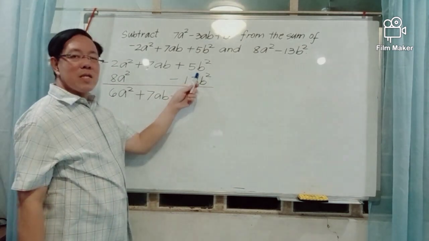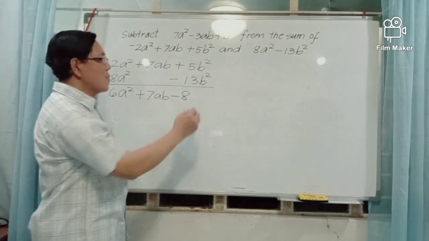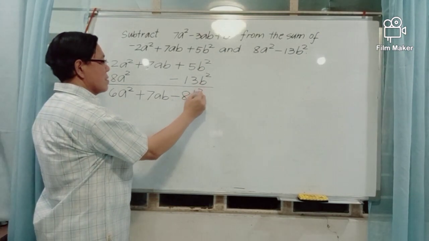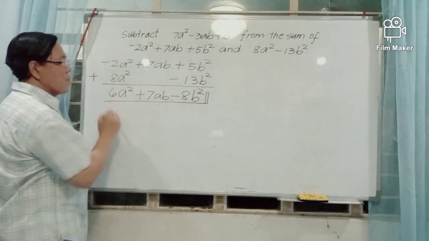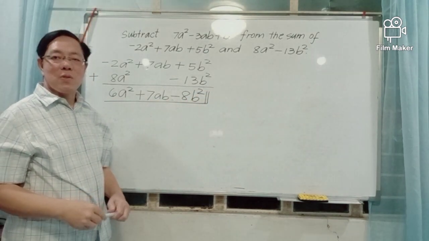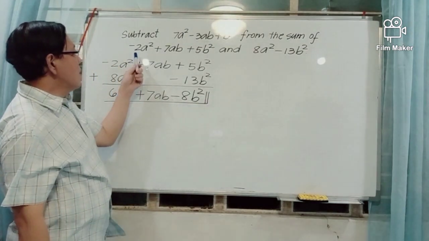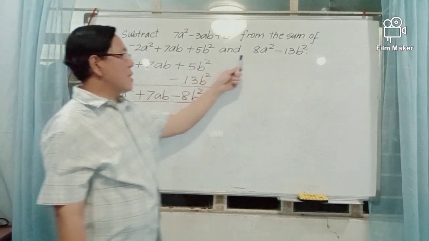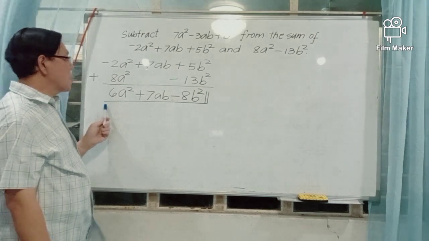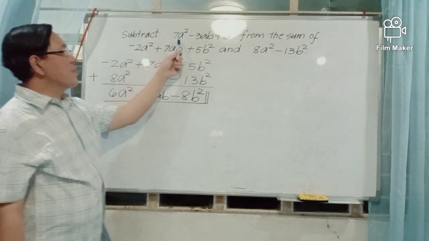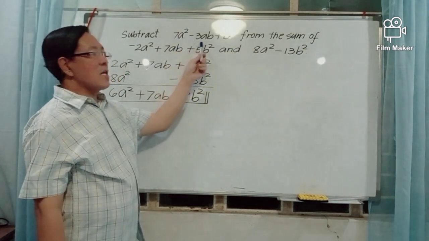And the common literal coefficient of the terms in the last column is b squared. And this is the first part of the solution, the sum. This is the sum of this trinomial and this binomial. And from this sum, we subtract the first given algebraic expression, which is a trinomial.